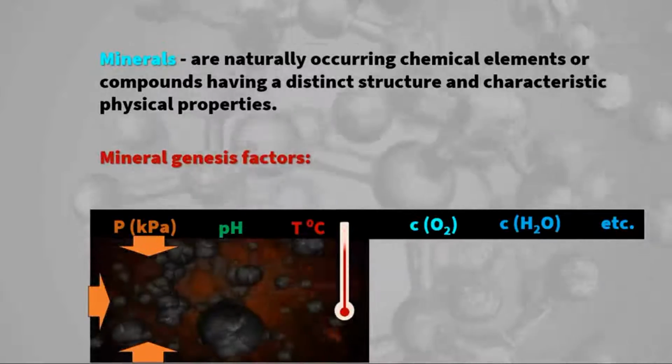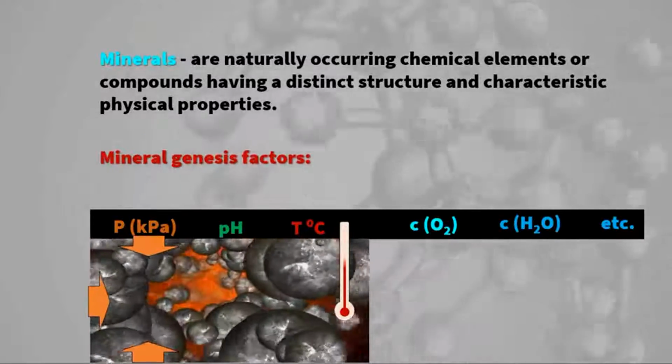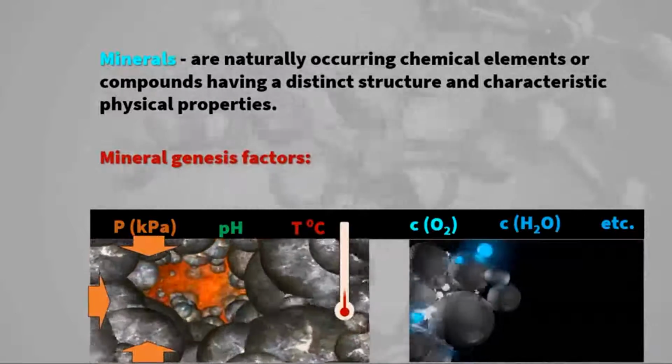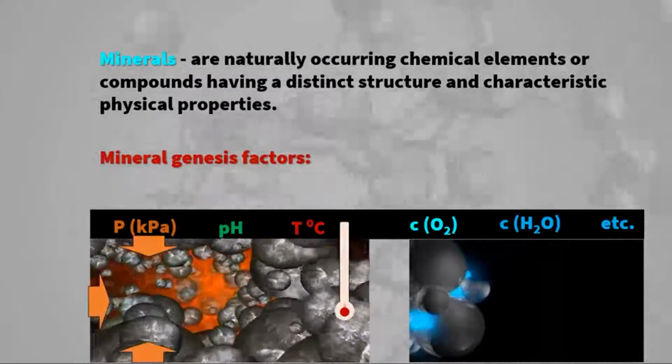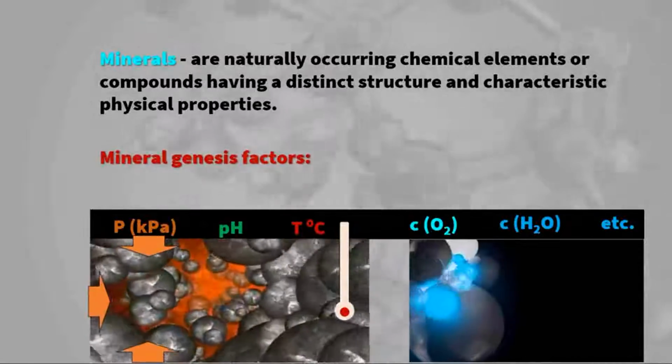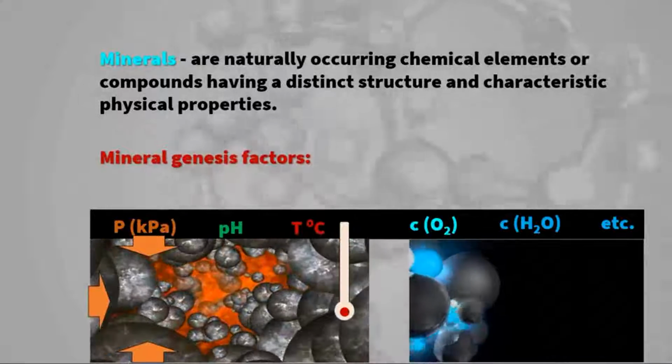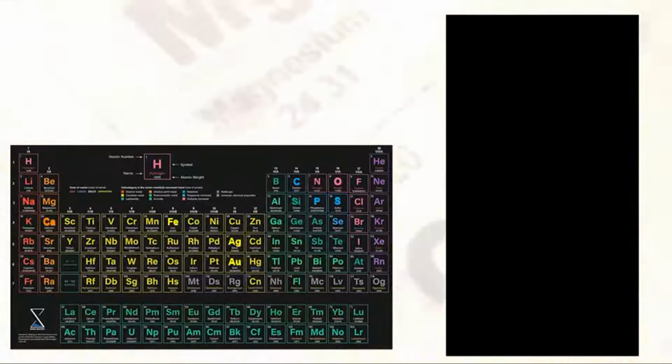Thus, physiochemical conditions such as temperature, pressure, pH, presence or absence of water and oxygen in the mineral formation environment play one of the major roles in a mineral genesis. There are 103 known elements which combine with each other to form more than 3,000 different minerals.